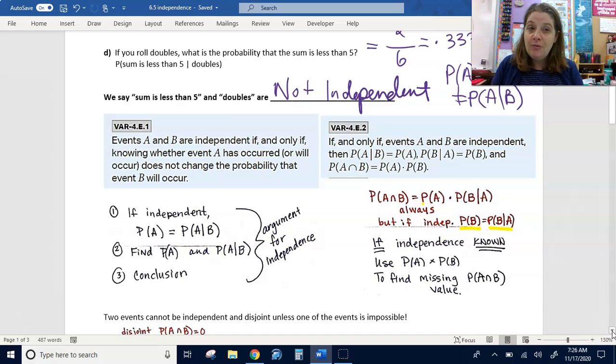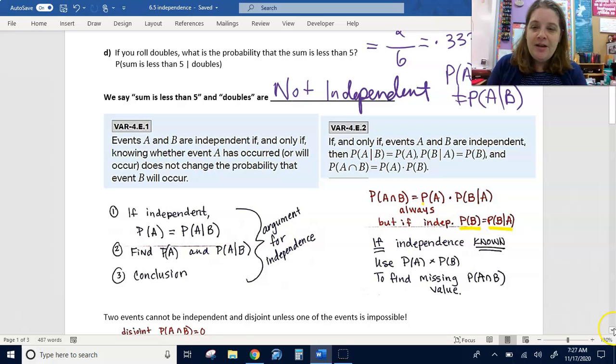Now you have to be really careful about that. You can't assume that the conditional probability is equal to the other one. But if you know they're independent, then you can multiply the two probabilities together to get that intersection. It's because if they're independent, the probability of B given A and the probability of B would be the same. So you want to add this to your pile of things like mutually exclusive. When I see independence, I know two things. I know that P(A) is equal to P(A given B), and I also know that P(A) times P(B) would give me that AND overlap.